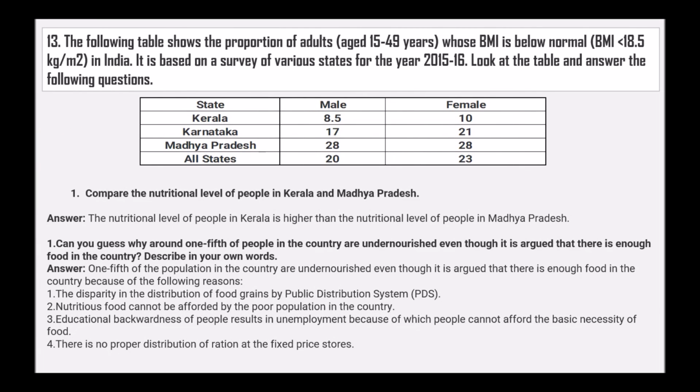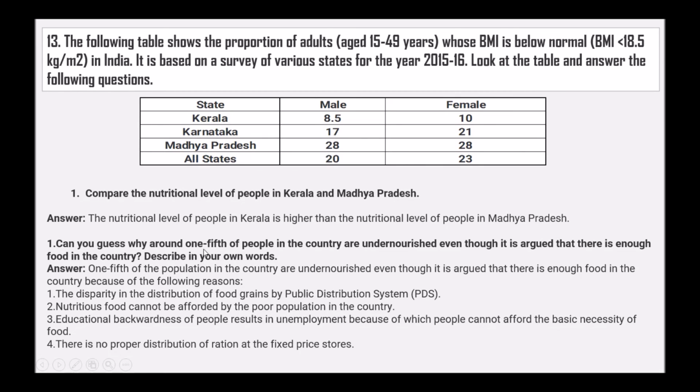Next, the following table shows the proportion of adults whose BMI is below normal in India. It is based on the survey of various states for the year 2015-16. Look at the table and answer the following questions. Compare the nutritional level of people in Kerala and Madhya Pradesh. The nutritional level of people in Kerala is higher than the nutritional level of people in Madhya Pradesh.